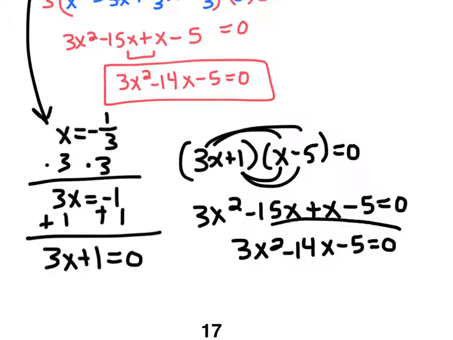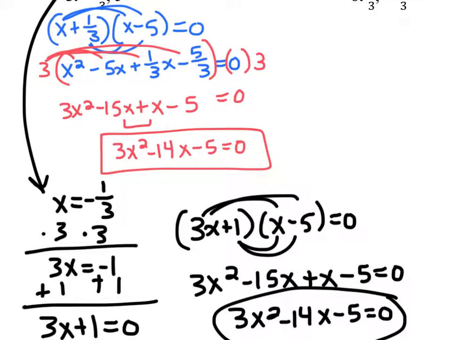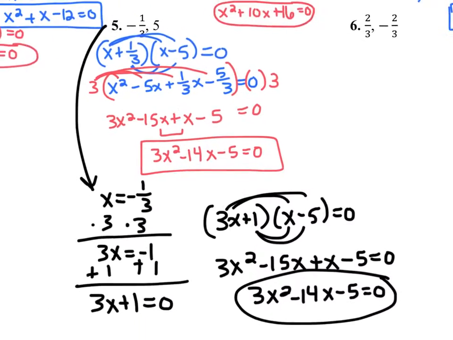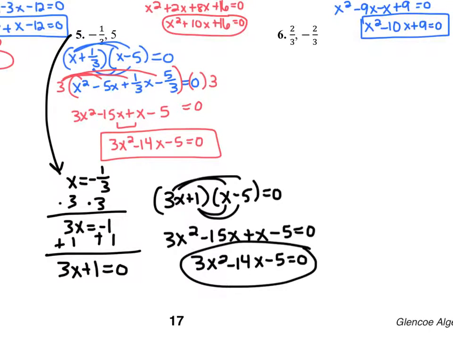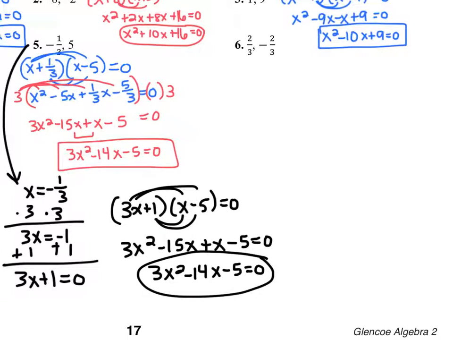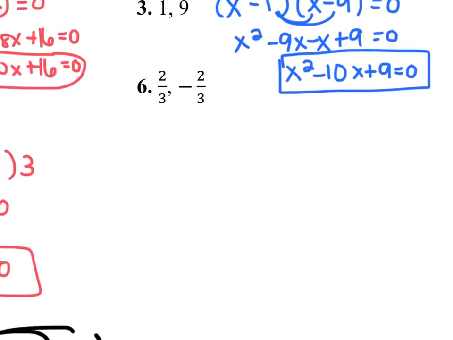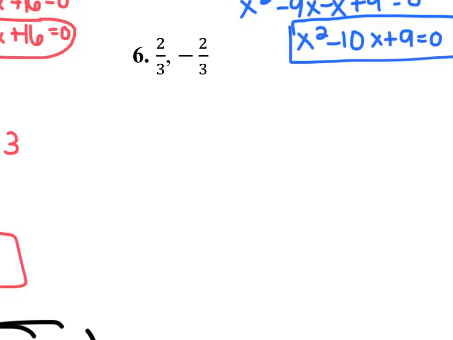So either way is perfectly fine. You just got to know that you can't end up with fractions here. You have to change them to integers. That's it for number 5. Number 6, again, we got some fractions here.